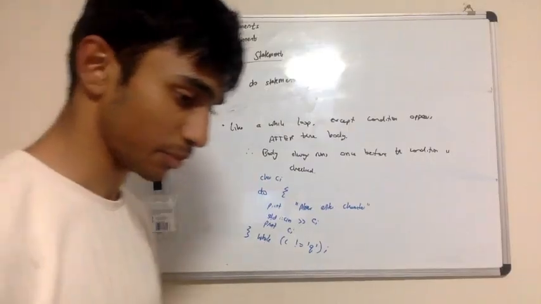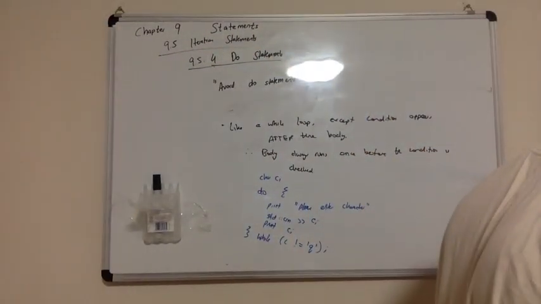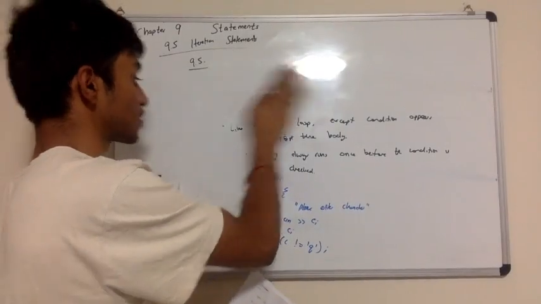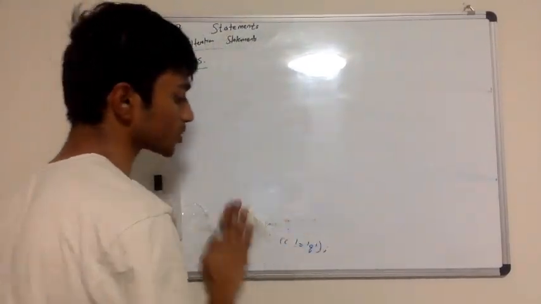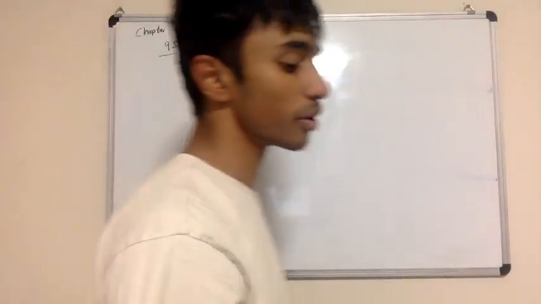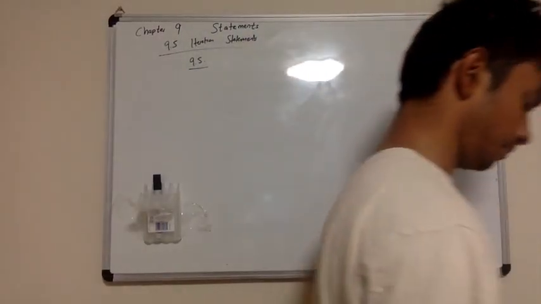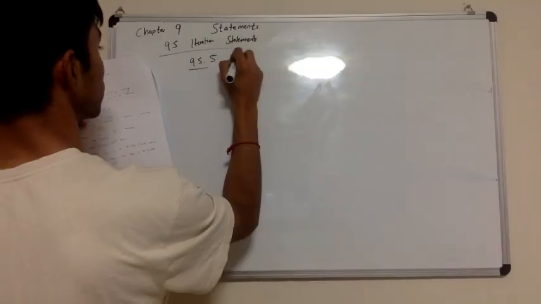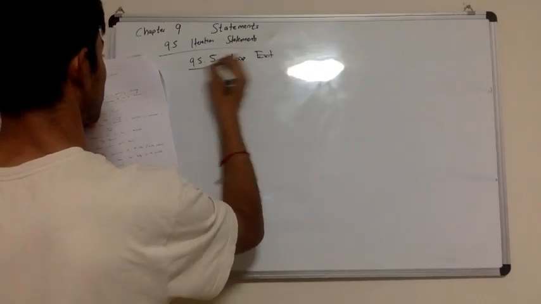Okay, 9.5.5. So loop exit. This is about the jump conditions or the jump instructions that you can use, especially for loops. We saw break with switch statements to avoid the cascade effect. But we will see that they are particularly used in loops as well. So loop exiting, loop exit.